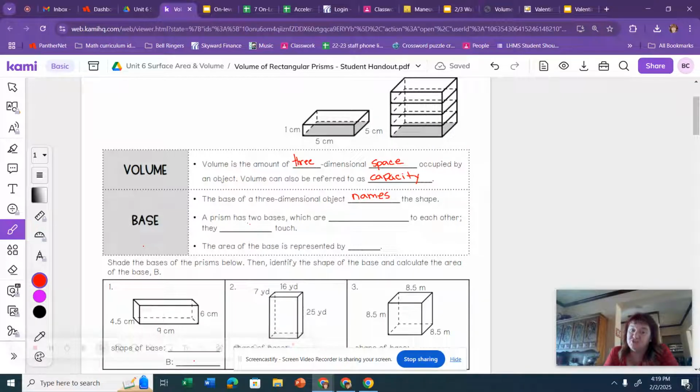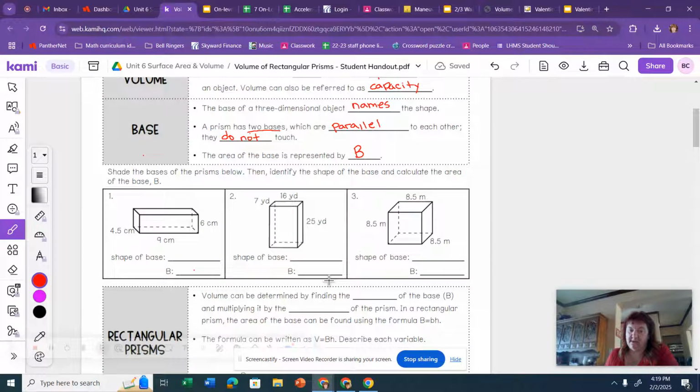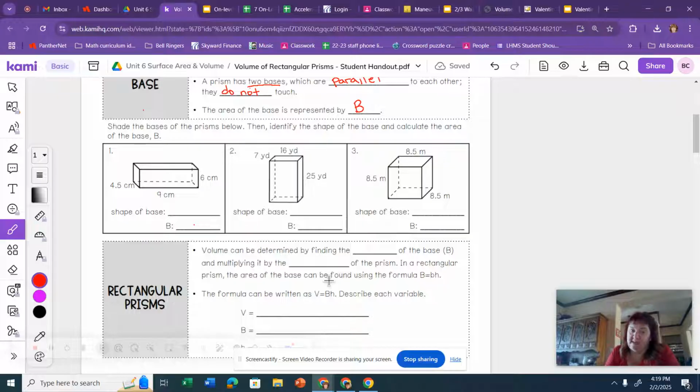A prism has two bases which are parallel. If I'm going too fast, just pause the video. Parallel to each other. They do not touch. They're the ones that do not touch. The area of the base is represented by a big B.